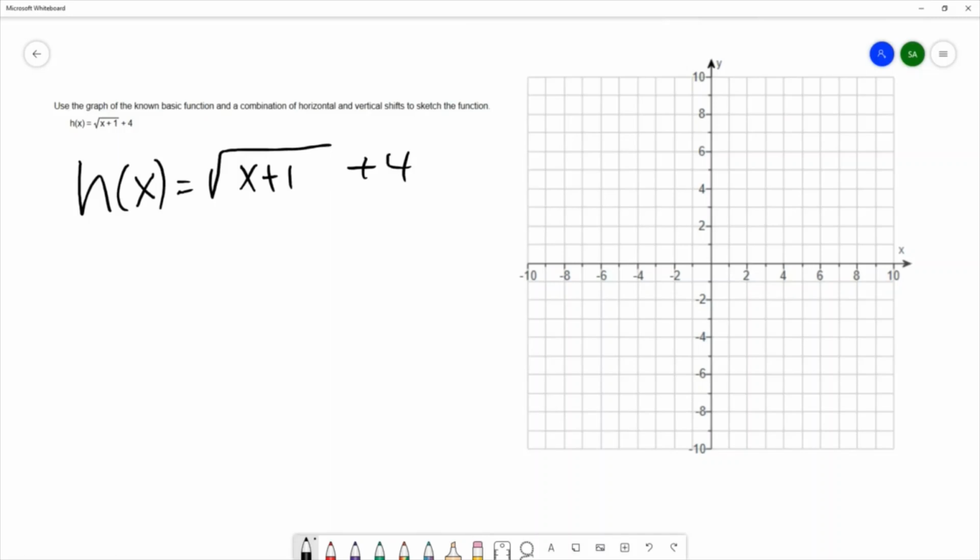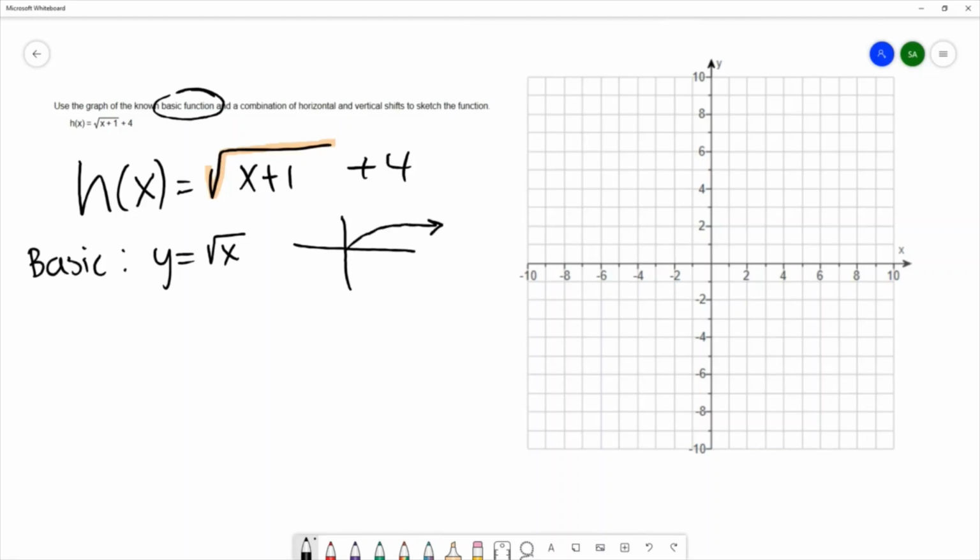So first we want to figure out what that basic function is, and there's a clue in our equation. We have the square root, and that means that our basic function is y equals the square root of x. The graph of that basic function is half of a sideways parabola, the top half of a sideways parabola.